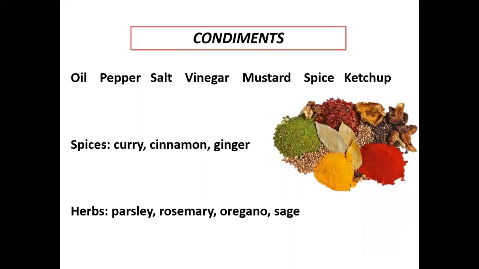Let's talk about condiments now. Condiments can be oil, pepper, salt, vinegar, mustard, spice, ketchup. Spices can be curry, cinnamon, ginger. Herbs can be parsley, rosemary, oregano, sage.